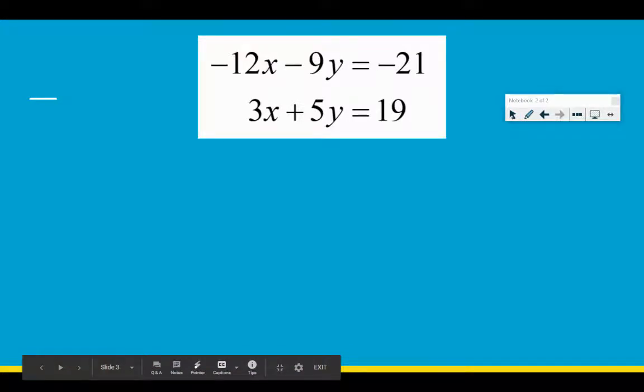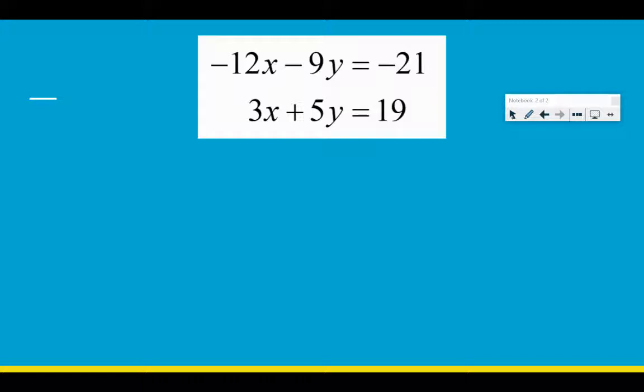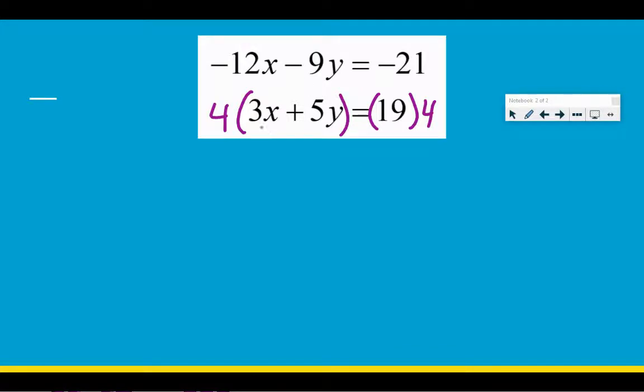When I look at this equation, there's negative 12x minus 9y equals negative 21, and 3x plus 5y equals 19. When I look at this, negative 12 and 3 are not opposites. Negative 9 and positive 5 are not opposites. But I can make opposites. I know that 12 is a multiple of 3. So if I take the entire equation in the bottom and I multiply everything by 4, I'll have an opposite term.